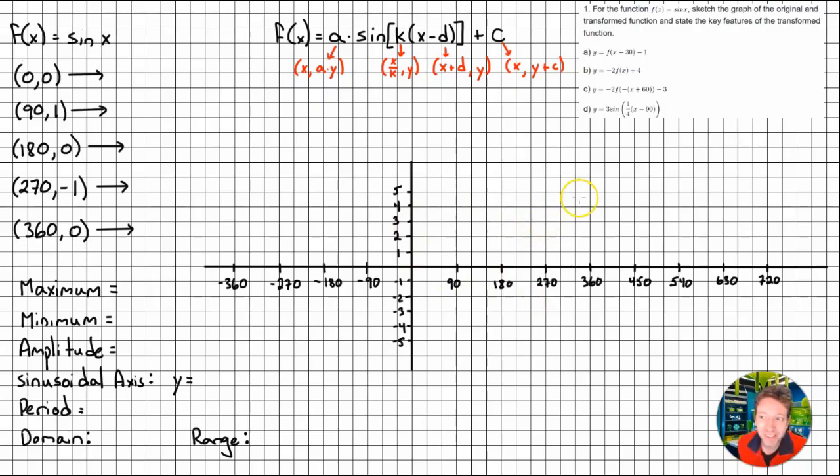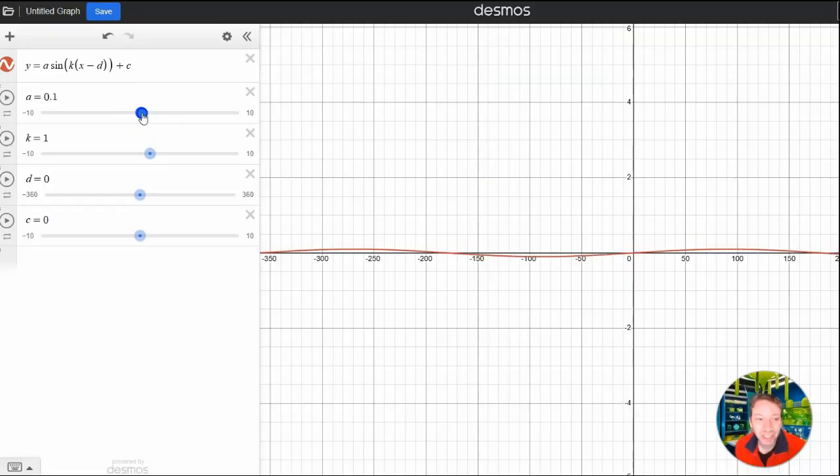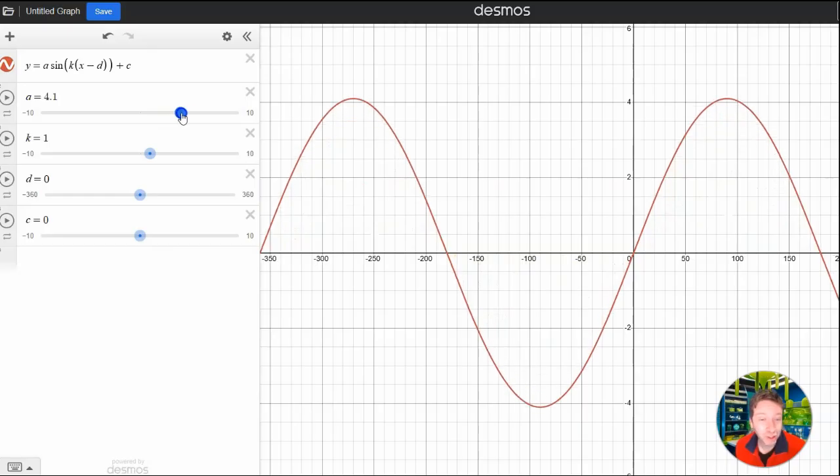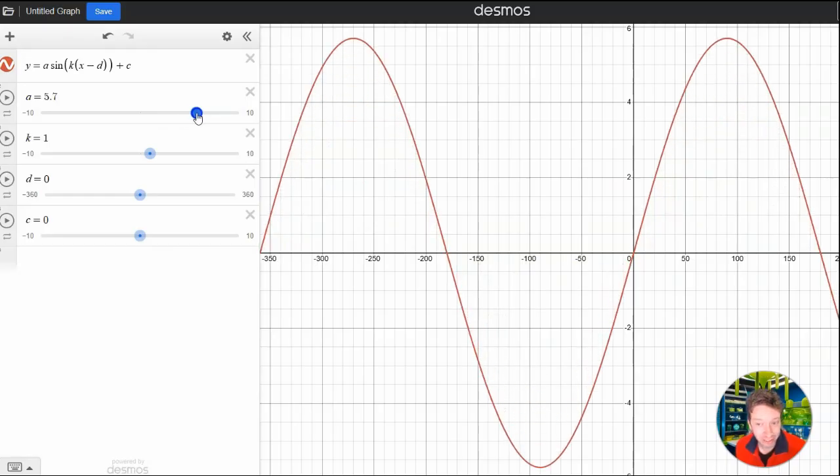So we're going to work with sine, and we are going to graph these four transformations. Now the general equation looks like this. So A, K, D, and C are all transformations. But what do they actually do? Let's take a look. Now if we change the value for A, notice that we are stretching the graph vertically.